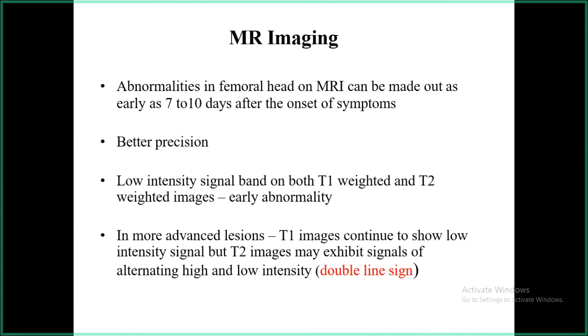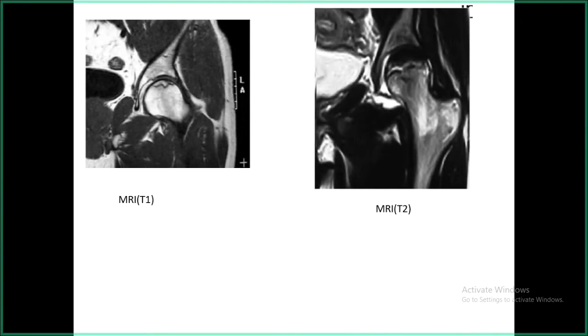In more advanced lesions, T1 images continue to show low intensity signal, but T2 images may exhibit signals of alternating high and low intensity, which is called the double line sign. So this is shown in the T1 as well as the T2 images in the advanced stage, in the T2 image.